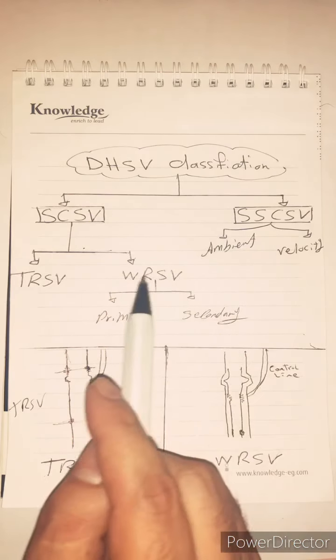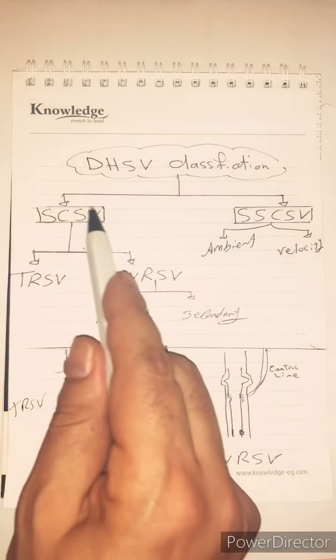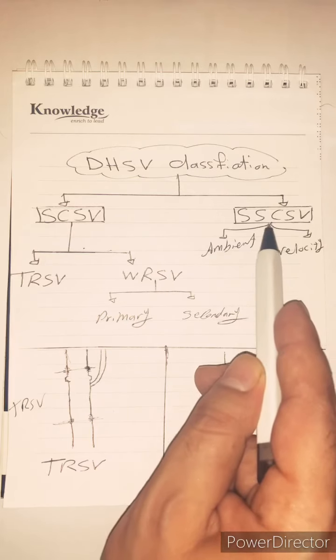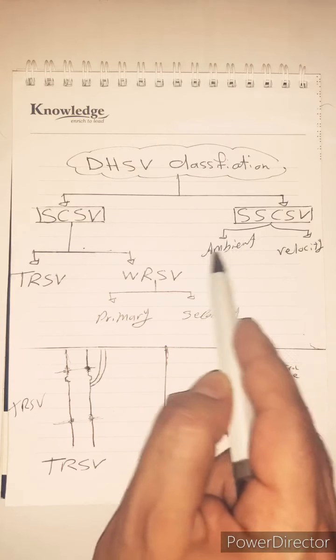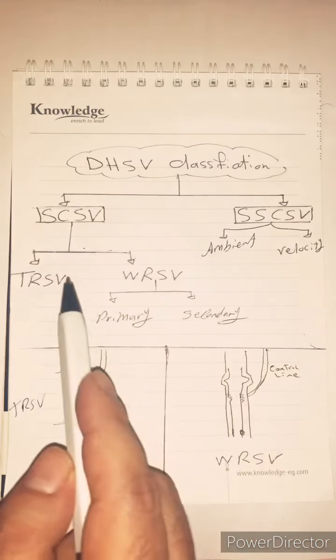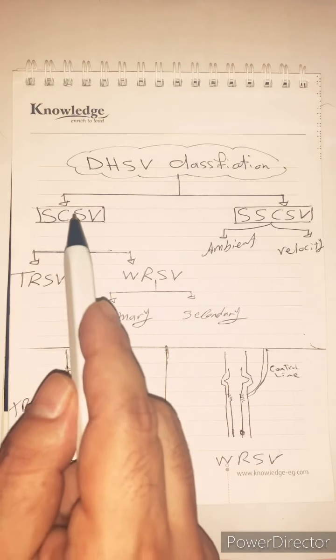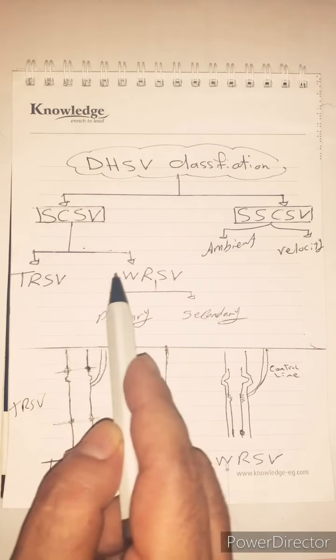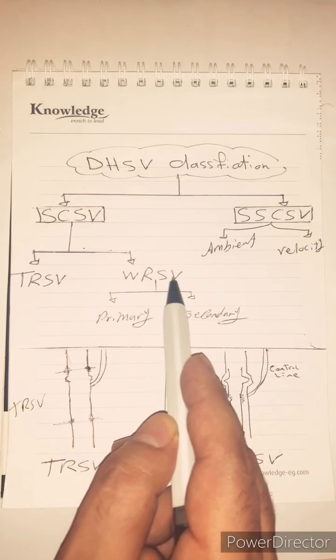As this video will focus on surface controlled safety valve only, note that subsurface controlled safety valve can be divided into ambient type and velocity type. For surface controlled safety valve, there are two types: tubing retrievable safety valve and wireline retrievable safety valve.